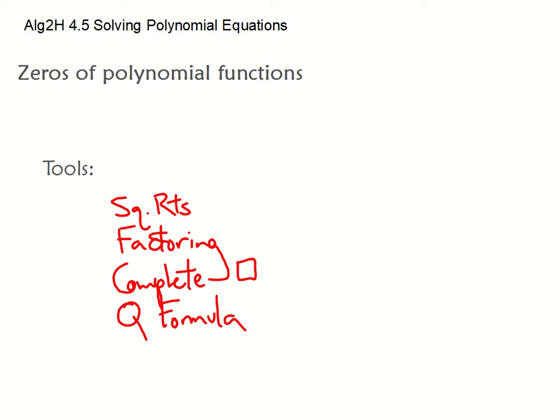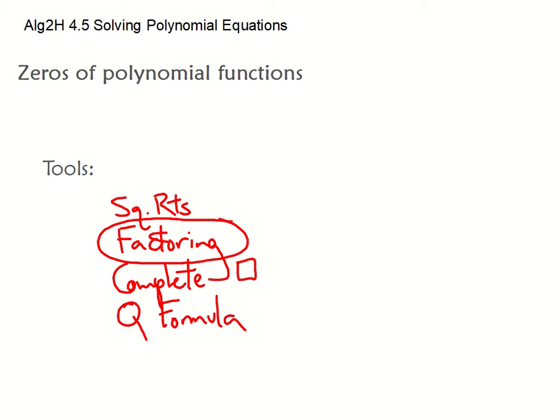And then in 4.4, we practiced factoring higher order or higher degree polynomials. So if we can factor, we know that we can use the zero product property to continue solving the polynomial function or finding its zeros.